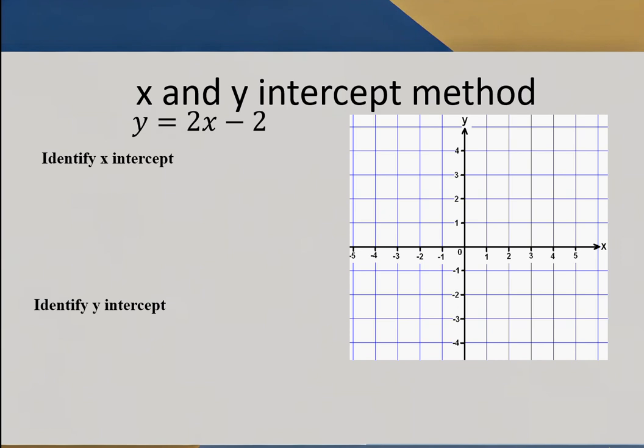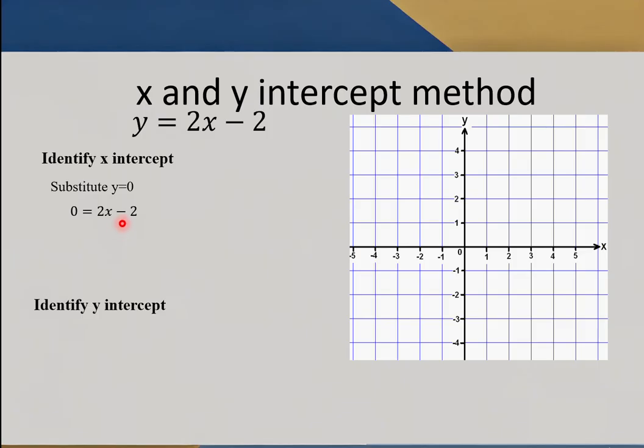The other method is the x and y intercept. So straight away with this graph, to find the x-intercept, the first thing we need to think about is y is 0. To find the y-intercept, we just make x equals 0. So substitute, or we can say let, either way, same thing. So substitute y equals 0. So we've got 0 is equal to 2x minus 2.